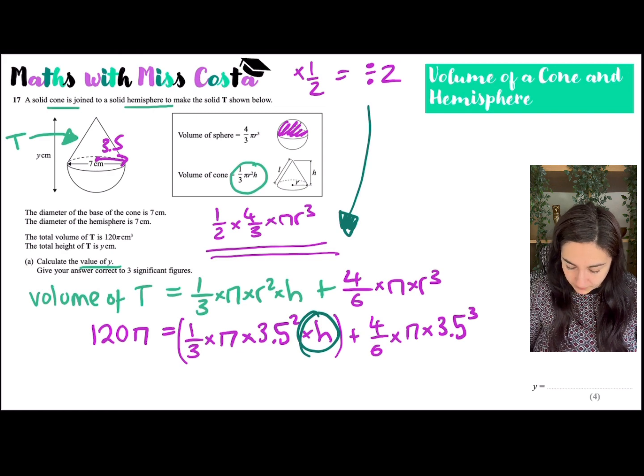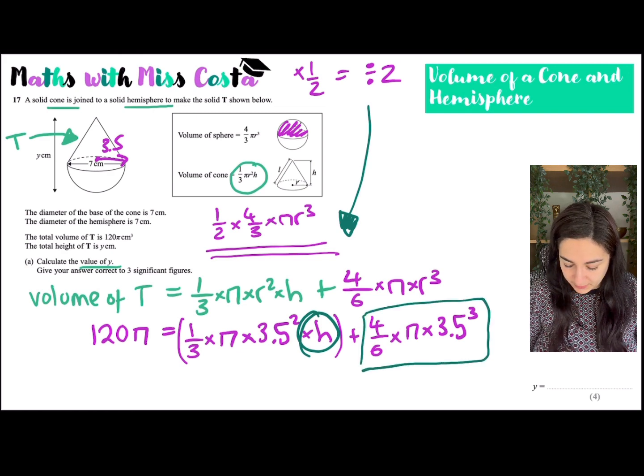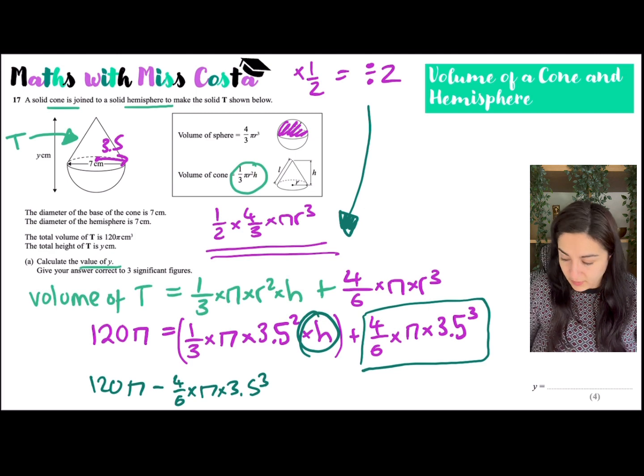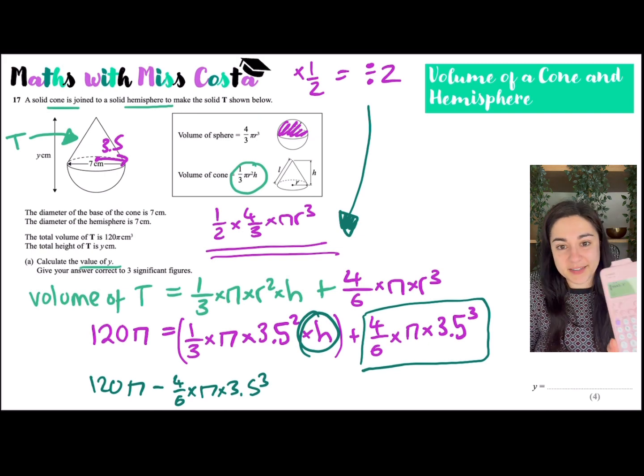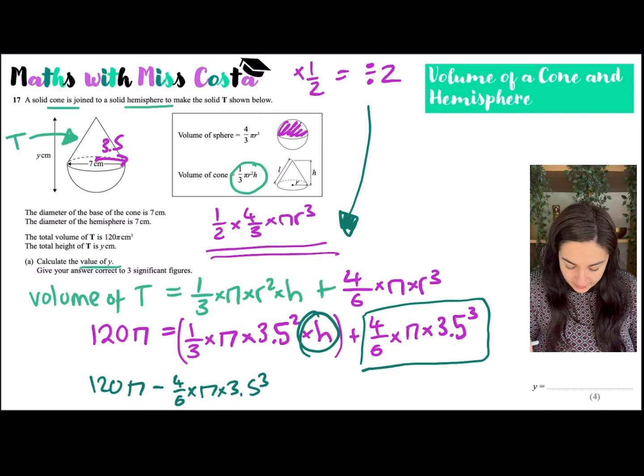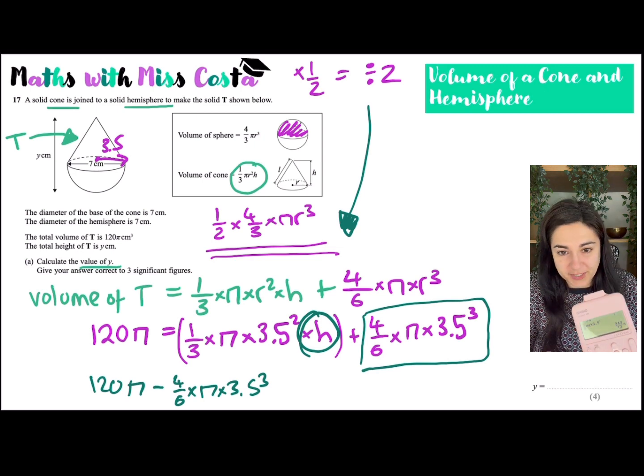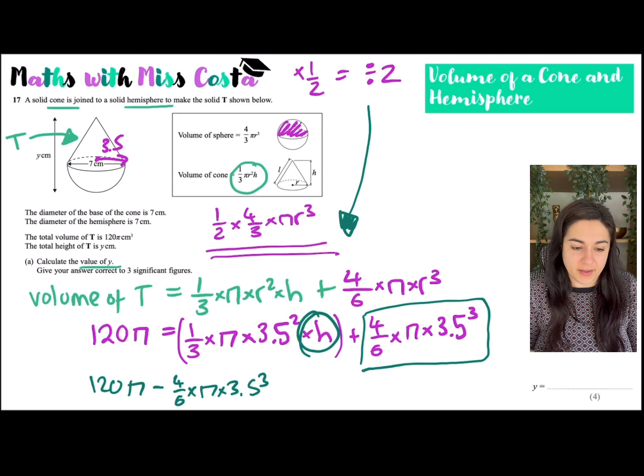Well, all of this is numerical. So I can figure out what this is and subtract it from 120 pi. If I did 120 pi, take away 4/6 times pi times 3.5 cubed, what would I get? I'm going to do that bit by bit. So I'm going to type into my calculator 4/6 times by pi times by 3.5 cubed. I've got a new calculator, so all the things are... Okay, so that's how I type it into my calculator. And then I get an answer, which gives me 343 over 12 pi.